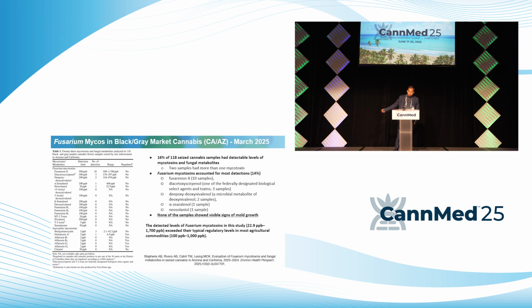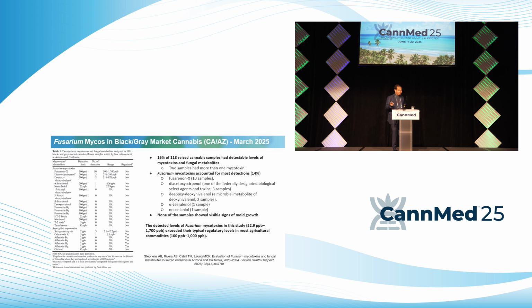And then most recently, this is a paper from Max Leung and colleagues out of Arizona State University. They looked at both black and gray market cannabis samples in California and Arizona. These were seized by law enforcement. There were 118 seized samples that they looked at. 16% of those samples contained different mycotoxins at various levels, and 2 samples had more than 1 mycotoxin. What's important to note here is that 14%, the vast majority of those, were Fusarium-derived mycotoxins. Those are all listed here.